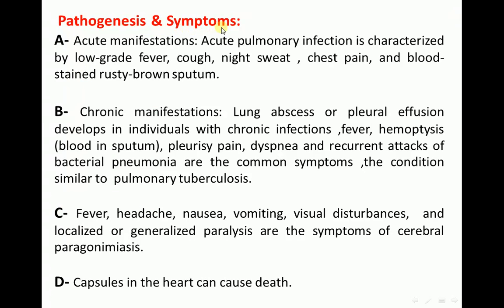Pathogenesis and symptoms. Acute manifestations include acute pulmonary infection characterized by low-grade fever, cough, night sweat, chest pain, and blood-stained rusty brown sputum. Chronic manifestations include lung abscess or pleural effusion, which develops in individuals with chronic infections. Fever, hemoptysis, pleurisy pain, dyspnea, and recurrent attacks of bacterial pneumonia are the common symptoms. This condition is similar to pulmonary tuberculosis.